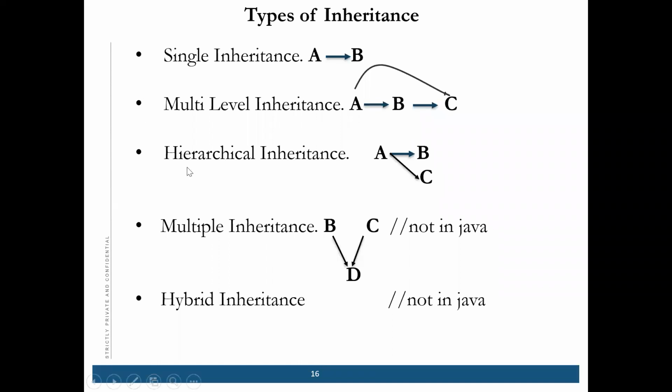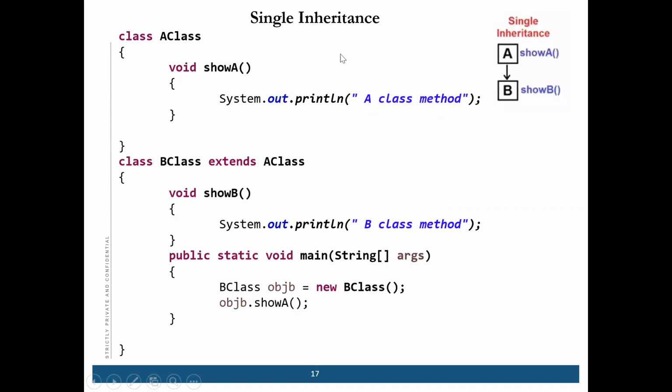So these three inheritance types are only possible in Java. We will see examples of multiple inheritance, multi-level inheritance and hierarchical. This is the single inheritance which we have just seen. Suppose A class has one method, B class has show B method. If B is extending class A, then it can also take the show A method.